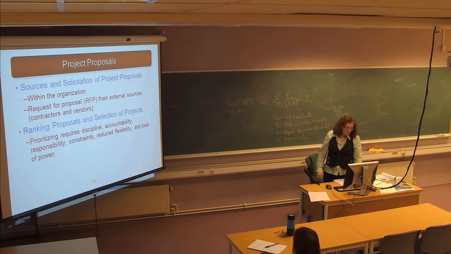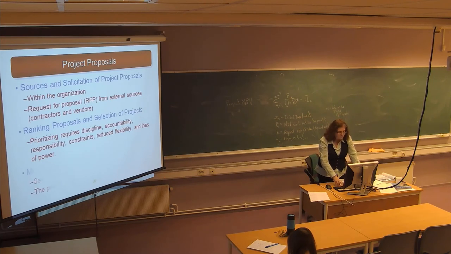prioritizing requires discipline, accountability, responsibility, constraints, reduced flexibility, and loss of power. So meaning that everything is upfront and open, you get to see the process, and that nothing is hidden about which projects get selected. So it becomes something that you can go back to and then say, I see why this was selected over the other project. And loss of power means that no individuals have political power, but it's based on these objective criteria.